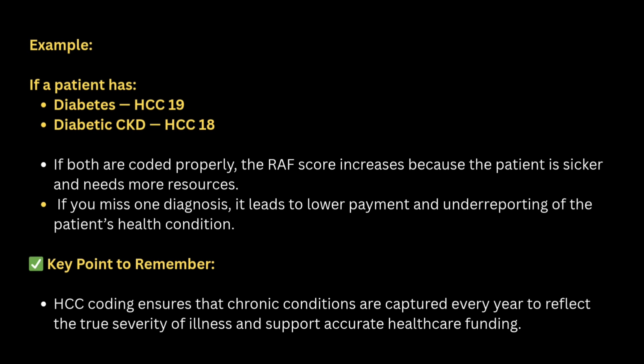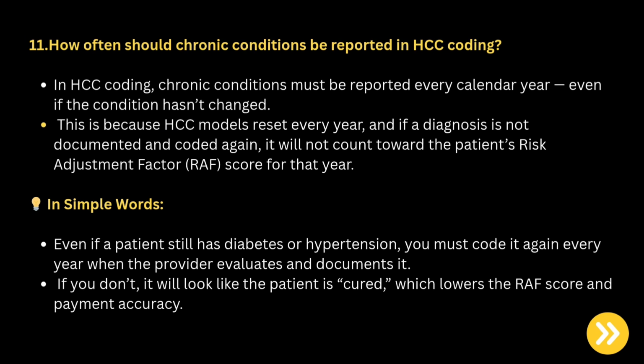They need ongoing care and treatment, which increase the cost and complexity of the patient's care. Example: if the patient has diabetes HCC 19 or diabetic CKD HCC 18, and both are coded properly, the RAF score increases because the patient is sicker and needs more resources. If you miss one diagnosis, it leads to lower payment and underreporting of the patient's health condition. Key point: HCC ensures that the patient's chronic conditions are captured every year to reflect this score.